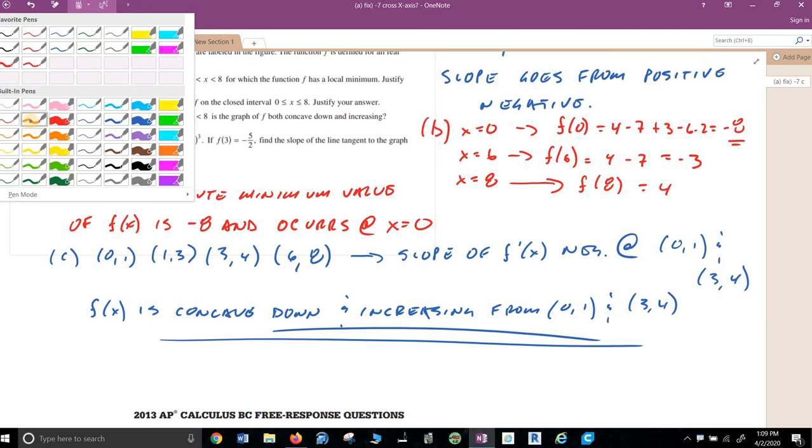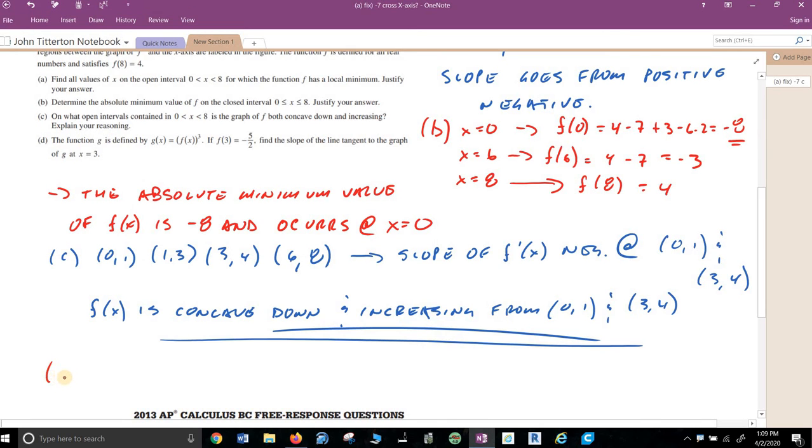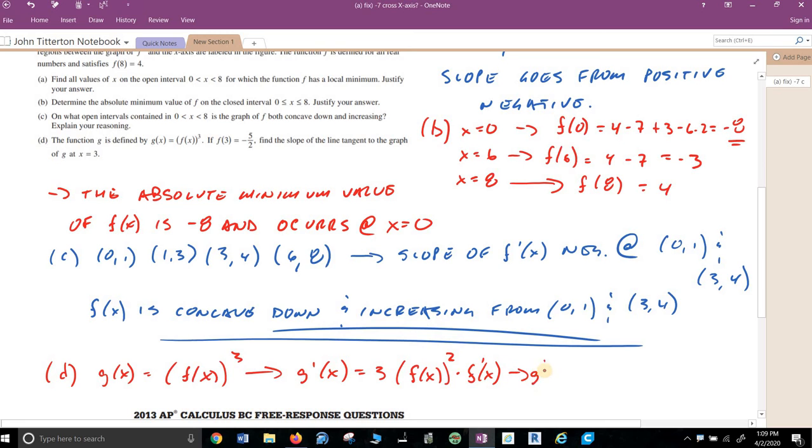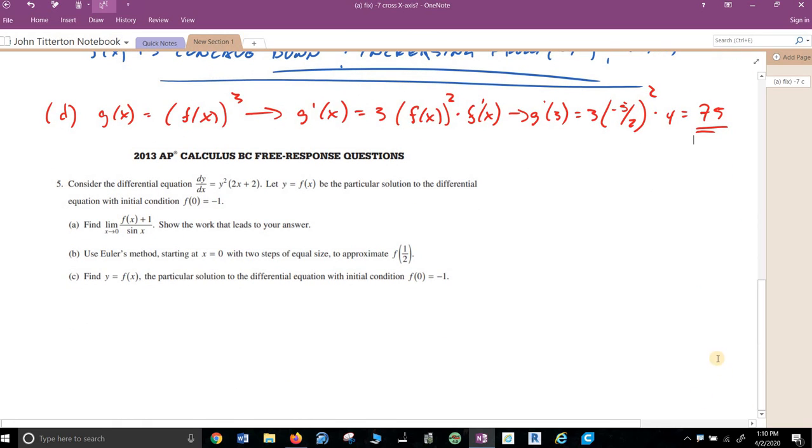All right, D. The function g is defined by g of x equals f of x cubed. Find the slope of the line tangent. So I need g prime of x. They're just seeing if you know chain rule. This would be the kind of problem I would definitely expect to see on this year's test. f of x squared times chain rule f prime of x. So g prime of 3 equals 3 times negative 5 halves squared times 4, which is 75. And now the one that seemed to cause more problems.